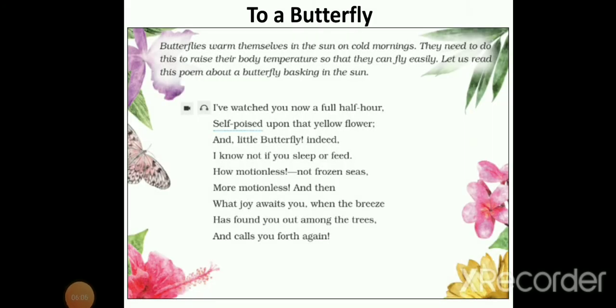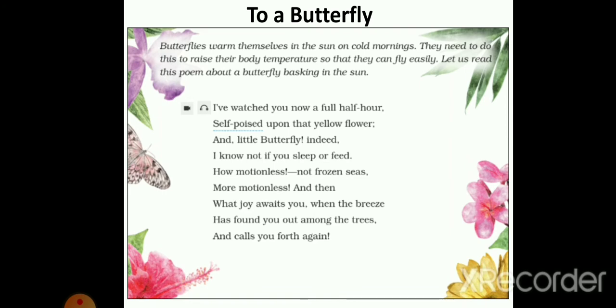How motionless, not frozen seas, more motionless, and then. So over here, the poet is saying that a poet got attracted to the stillness of the butterfly, which makes the insect appear more motionless to the poet than the frozen seas. He's comparing the way the butterfly is sitting on the flower. Okay, motionless means without moving, without doing any kind of movement. The insect appears more motionless to the poet than the frozen seas where no activity can be detected.